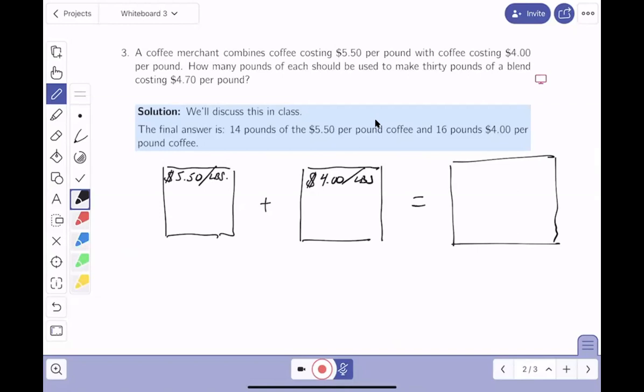And it says, how many pounds of each should be used to make 30 pounds of a mixture that costs $4.70 per pound? Well, I don't know. So I'm going to say use X pounds here and Y pounds over here. I have no idea what he used. Now I know he made 30 pounds. That's his mixture. I'm just summarizing in a picture. It's a story.